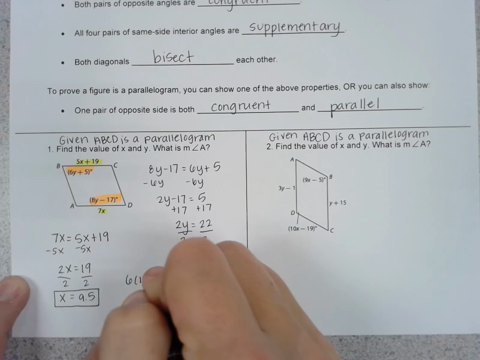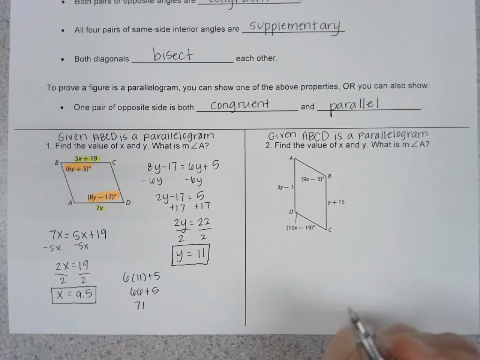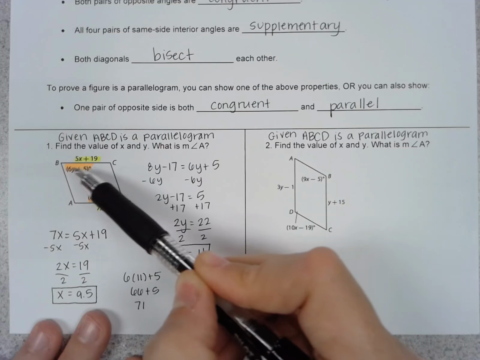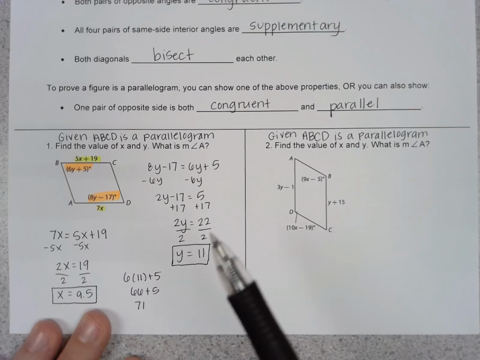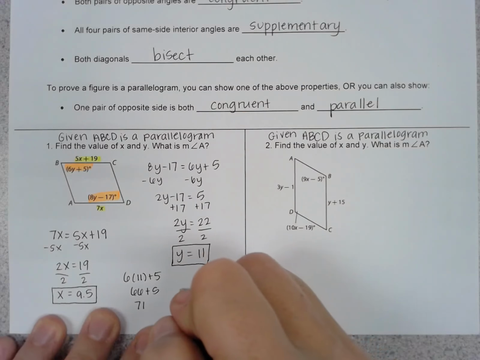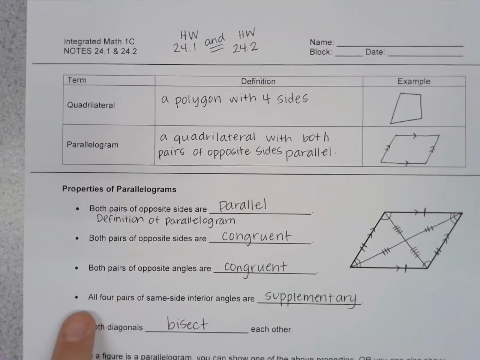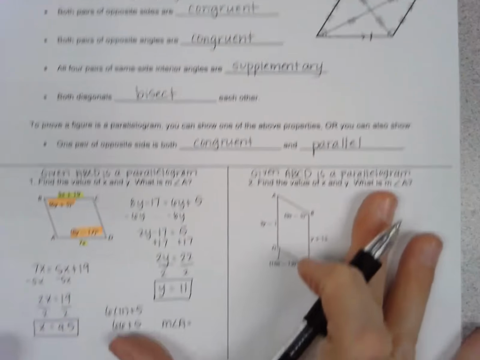So 6 times 11 plus 5 is 66 plus 5, and so that gives me 71. This angle isn't 71 degrees, but this angle is 71 degrees. And if I plugged the 11 in here, I would also get 71 as my answer. So to figure out the measure of angle A, I need to use this property that says all 4 pairs of same side interior angles are supplementary.